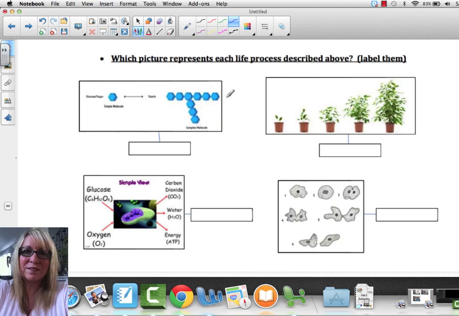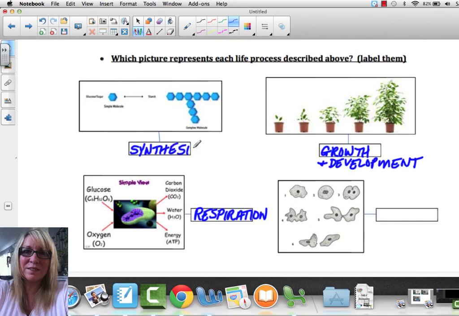Okay. So which picture represents each life function? Well, this one's pretty easy. We see plants getting bigger, so you should recognize this as growth and development. What else do we have that you can pick out? Here's the glucose, oxygen, carbon dioxide, water, and energy. Oh, we talked about that. That was respiration. Here we're taking something small and making something bigger. Some type of reaction. So this is synthesis. And here, you'll recognize this a little bit later, but this is something reproducing. So this is reproduction.